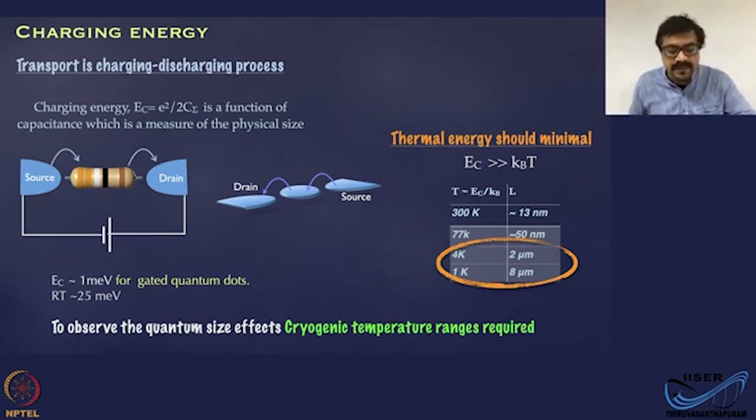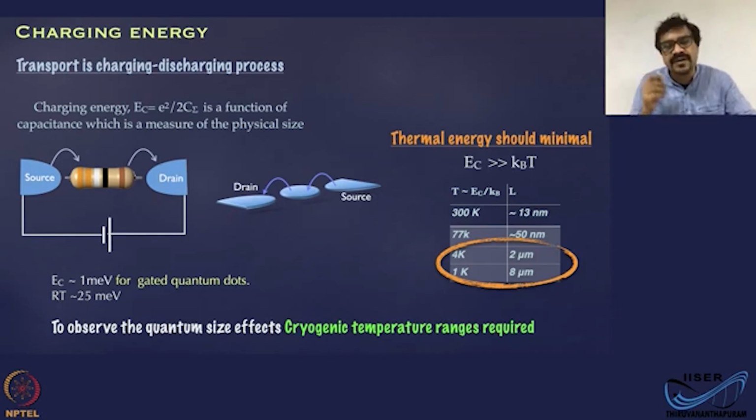Now, when we talk about transport, it is a process where you charge and discharge a certain region or certain device. When I say charge and discharge, what it means is you put electrons from one side and remove electrons from the other side. That is the charge and discharge process. That is how transport happens.